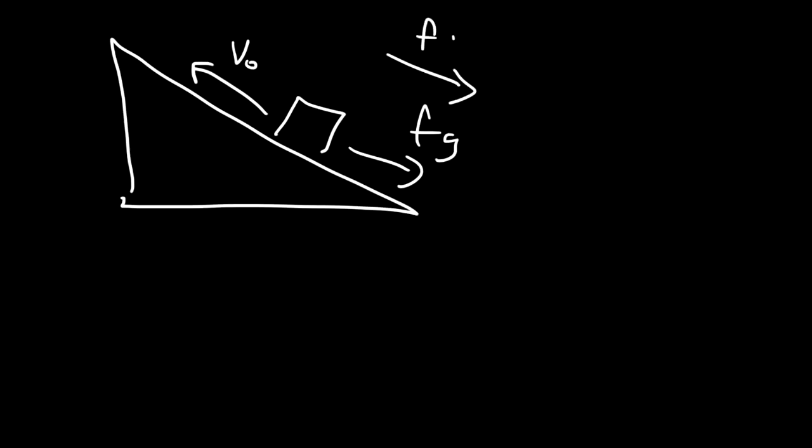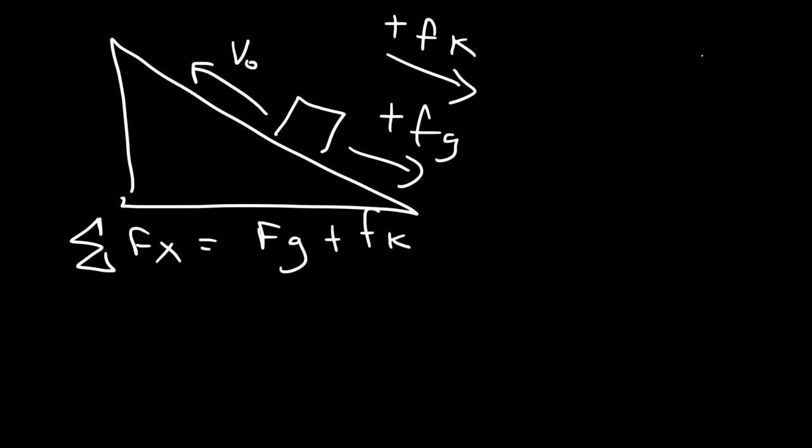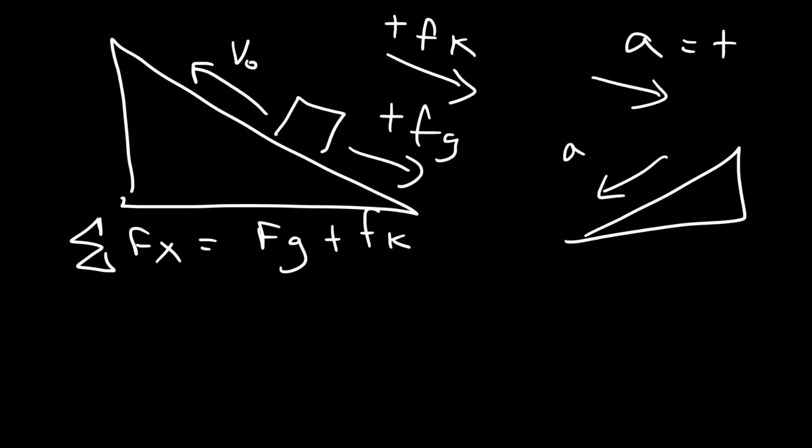Now, how would the situation change if the block is sliding up the incline, but the incline is in the reverse direction? So Fg will still bring it down, and Fk will still oppose the block from sliding up. But this time, they're pointed in the positive x direction. So therefore, it's just going to be Fg plus Fk. So in this direction, acceleration is positive. In the other example, the acceleration was negative. And that's the only difference.